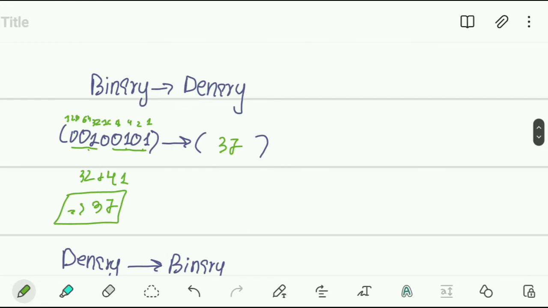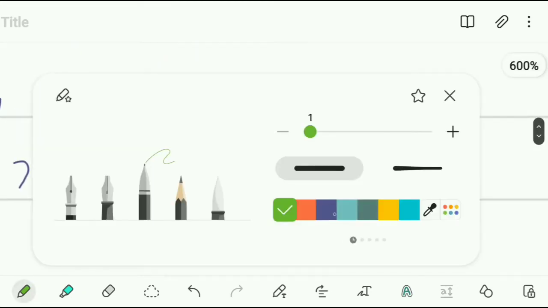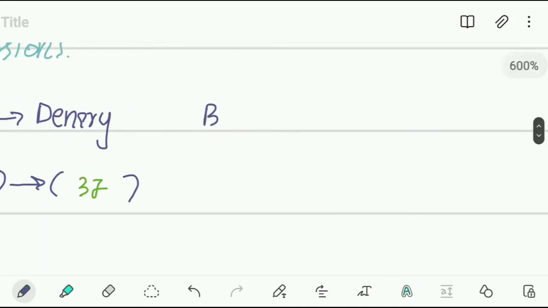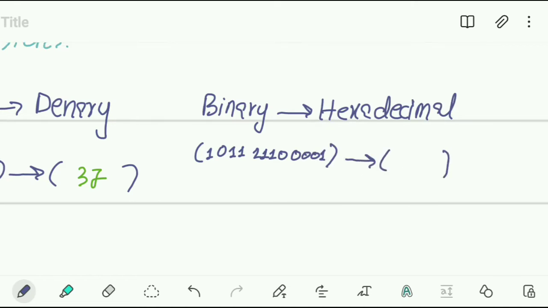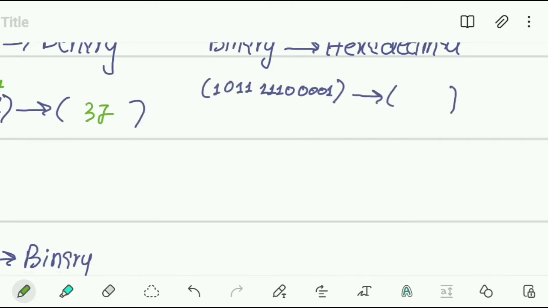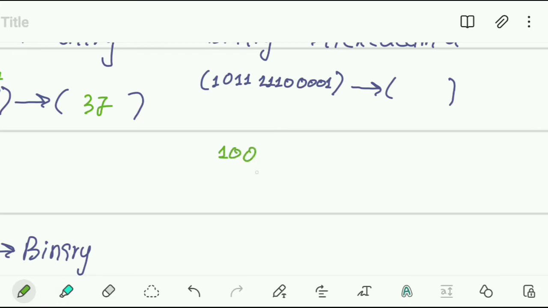Okay, moving on to binary to hexadecimal. How do we do the conversions between binary and hexadecimal? So the binary is 1 0 1 1 1 1 1 0 0 0 0 1, and we need to convert this into hexadecimal. How do I convert this? I can just split it up. Just like 1 byte is equal to 8 bits, we can call 1 nibble equal to 4 bits. So these are 1 nibble, 2 nibbles, 3 nibbles.